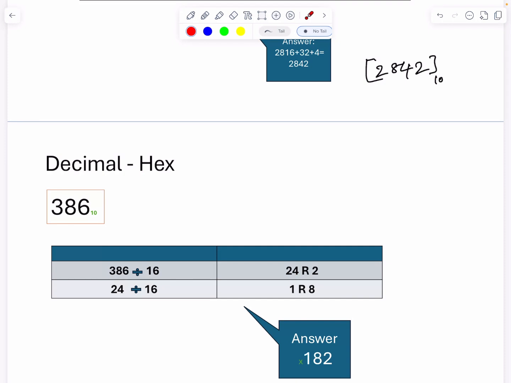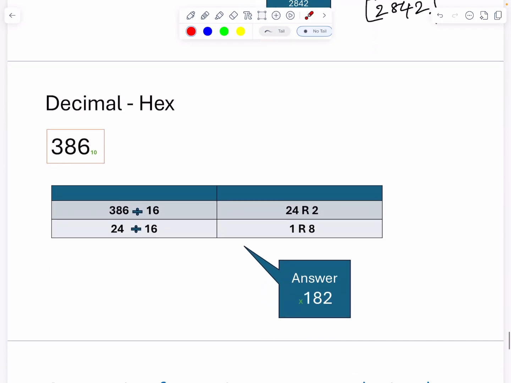All right, so in the case of decimal, how do we convert a decimal into hex? It's a similar idea, right? In the case of binary, we divided everything by 2. In this case, we need to divide everything by 16. So we have a 386 number, it is base 10. So you divide 386 by 16, then you get the remainder 2, and the quotient 24, right? So the 24 you divide again by 16, it's 1 remainder 8. So the idea here is the answer is 182 in hex digits.